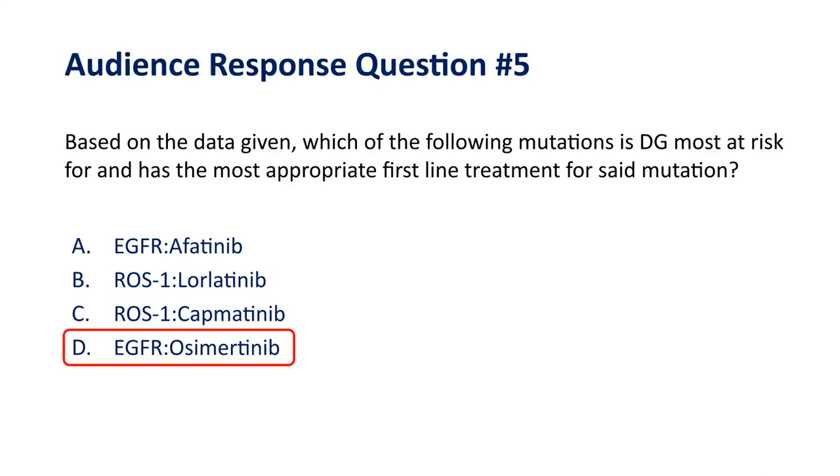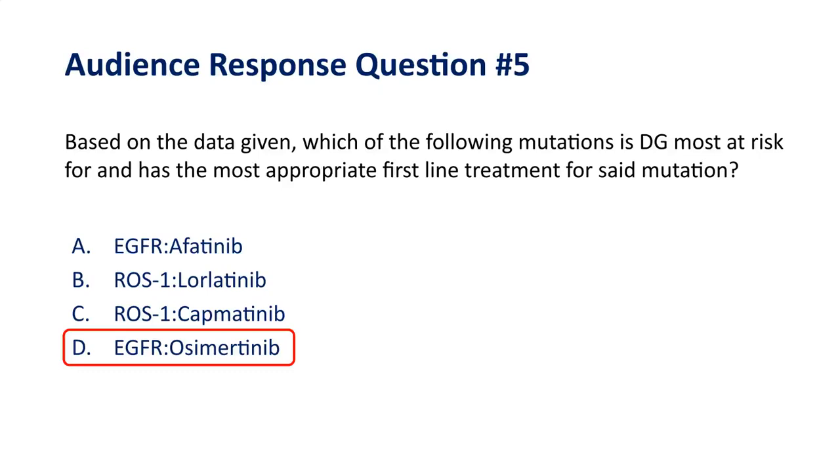The most appropriate answer for this case would be option D, EGFR and osimertinib. It's important to note this patient is a female never smoker, which is commonly present in patients with characteristics of EGFR mutations. Non-smokers are associated with the development of ALK and ROS1 gene rearrangements as well, but since this patient is 73 years of age, the likelihood of these mutations is decreased.